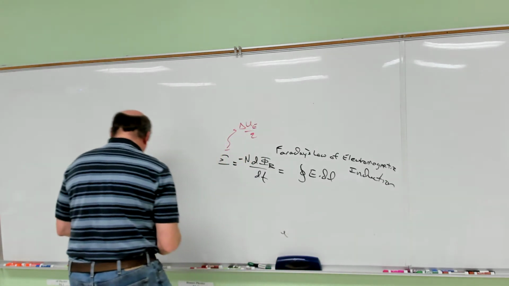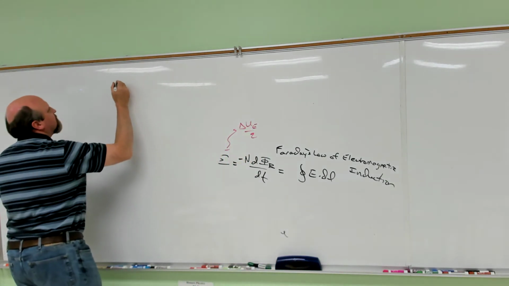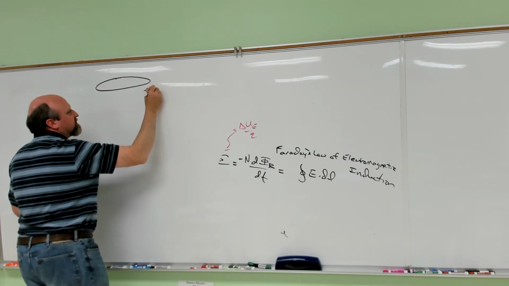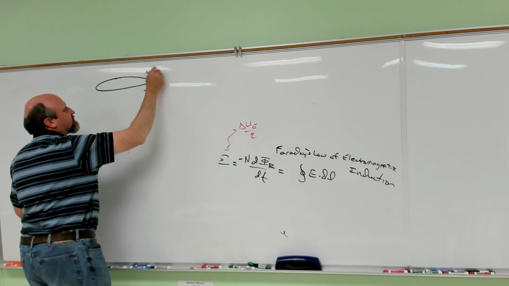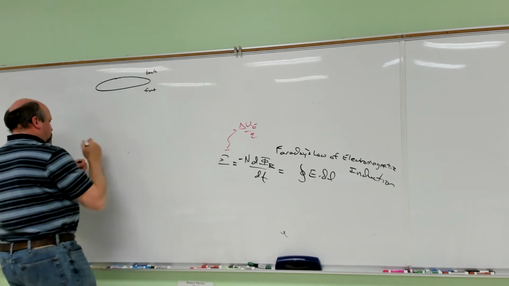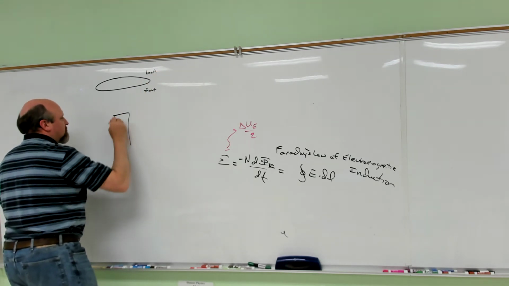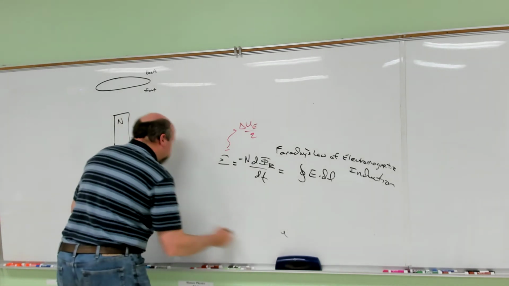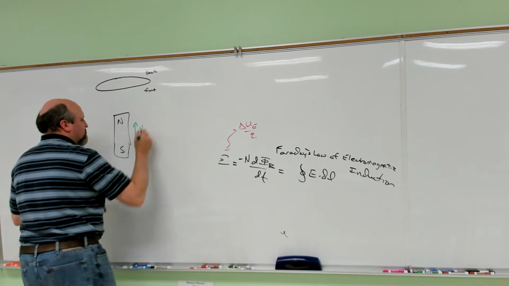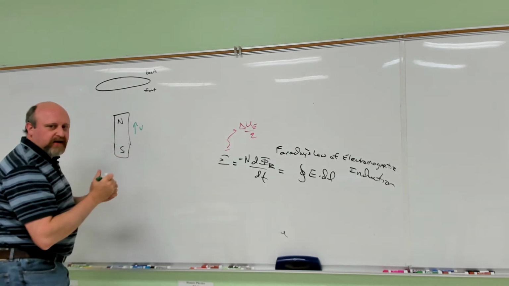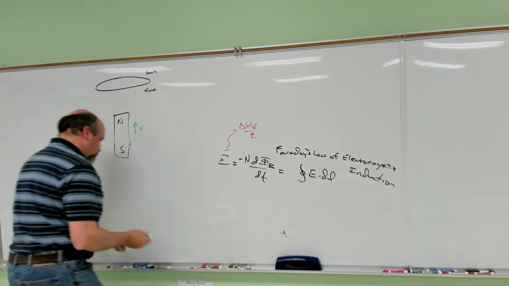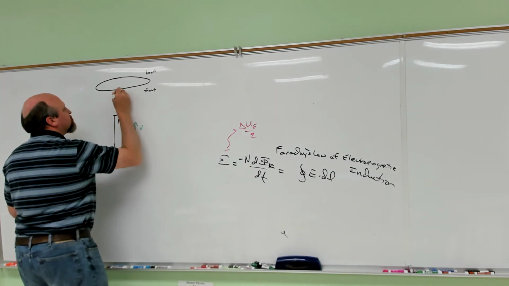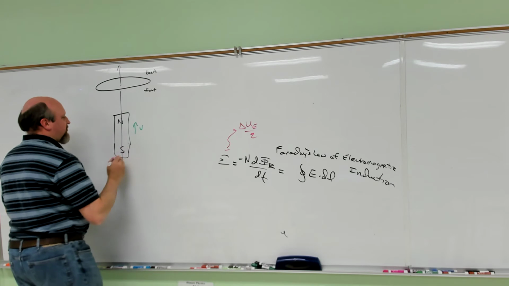Let's say here I have my loop of wire. This is the front, the near side, and this is the back side, the far side, okay? I'm going to take a bar magnet, North Pole, South Pole, and I'm going to move it up towards the loop. This is like the diagram I did there. I just rotated it 90 degrees. This is going to make magnetic field lines shoot up through the loop like that, yeah?